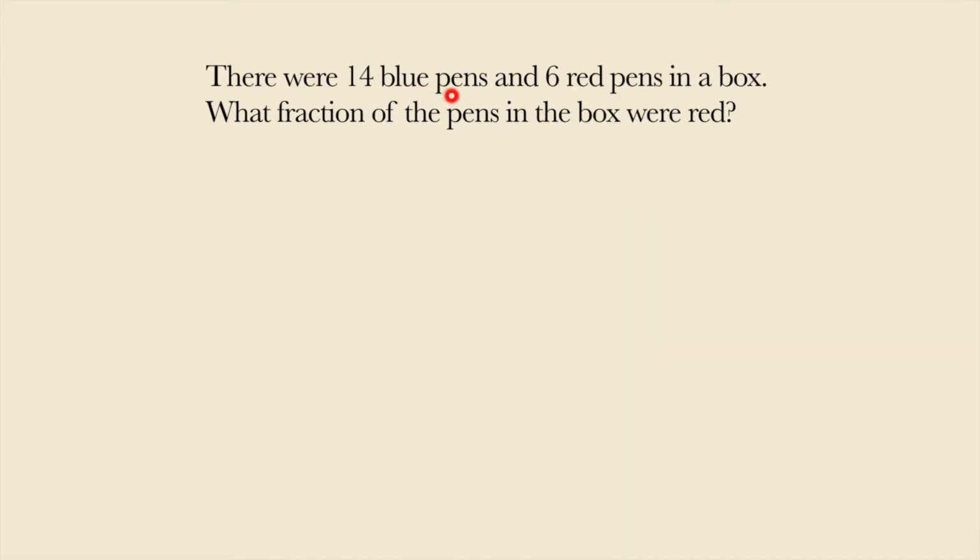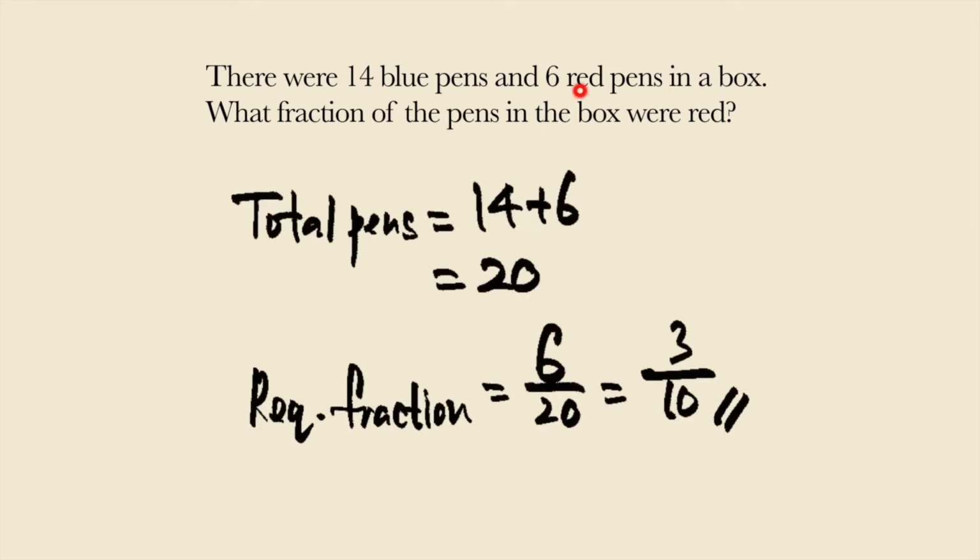There were 14 blue pens and 6 red pens in the box. What fraction of the pens in the box were red? Well, first we need to realize that the denominator is the total number of pens. Let's find out. That's blues plus reds. That's 20. Now, what fraction were red? So red is given to us as 6. We know now the total pens is 20. Both are multiples of 2, so divide by 2. You get 3 over 10 for the simplest form.